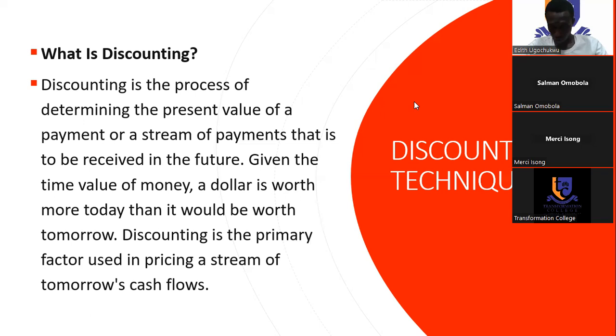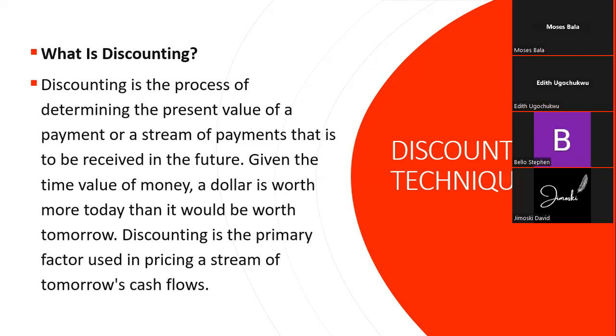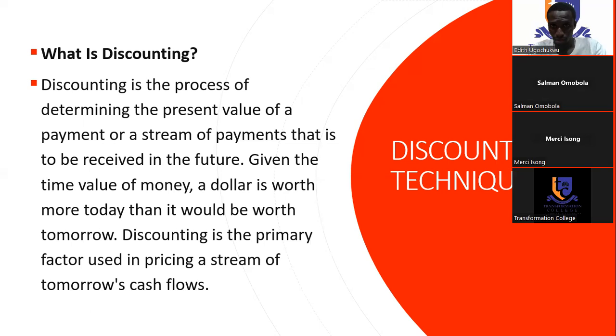I'm waiting. So what's the year 1 value? The present value for year 1, present value for year 2, present value for year 3, present value for year 4. Let's do that fast. I'm waiting.